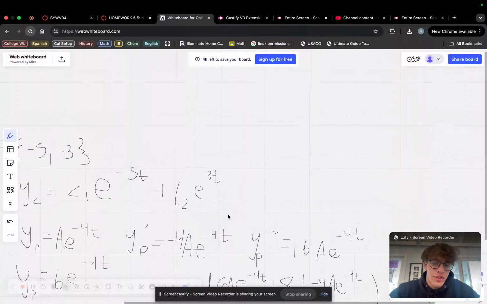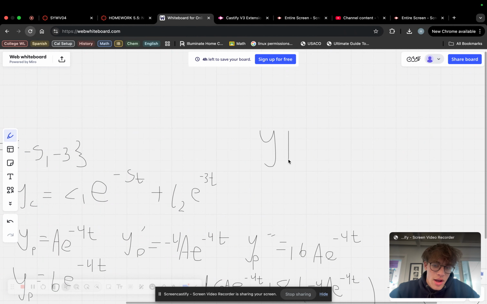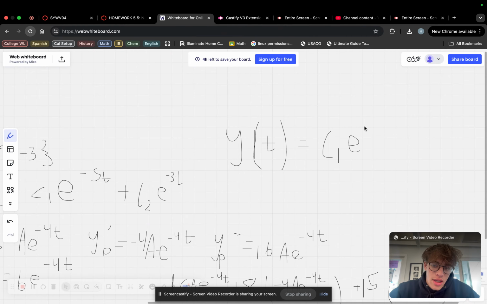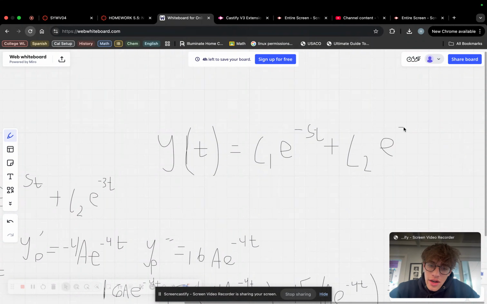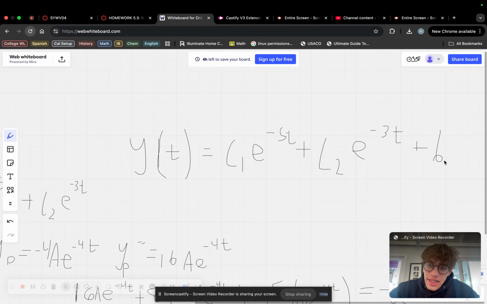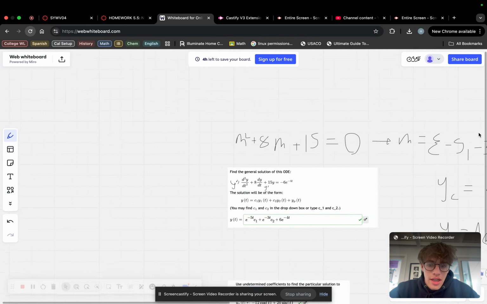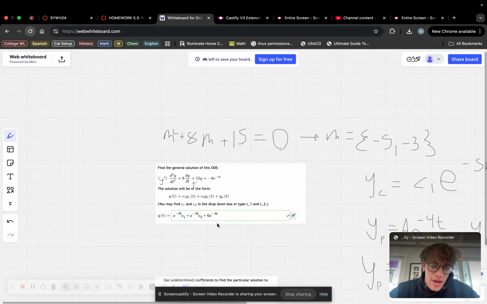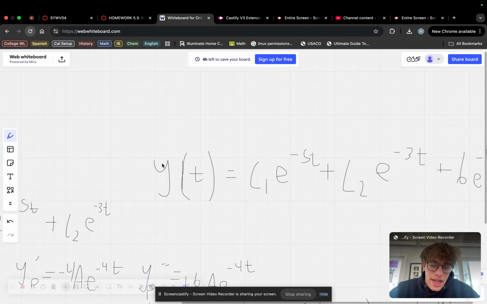So rewriting our general solution, y(t) equals c1 e to the negative 5t plus c2 e to the negative 3t, and then plus our 6e to the negative 4t. Now let's double check that. Yep, and that is just our answer right here. Perfect. They put the constants behind, but it's the same thing. Cool. So that is the answer to the first one.